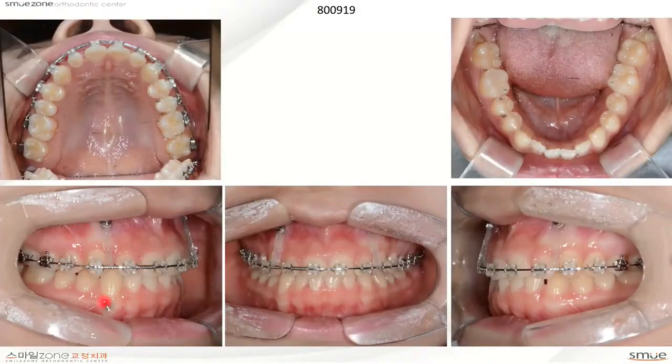And I put in a small open coil spring here to open the space a little bit, because later on I want to do a porcelain laminate veneer after the orthodontic treatment.